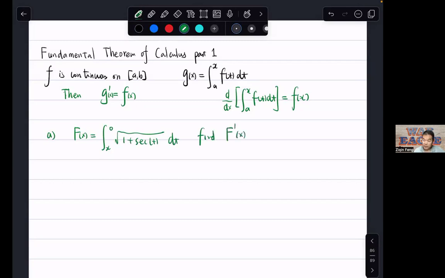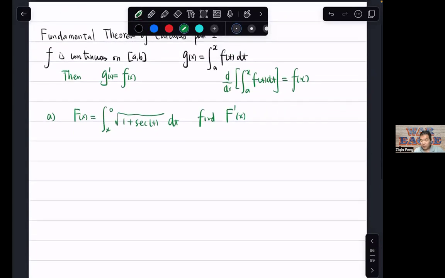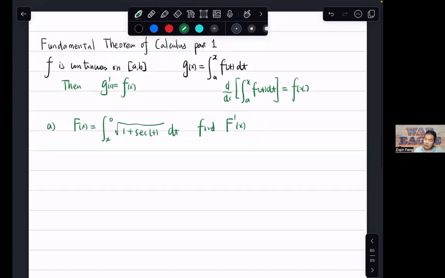Now, how do we do that? We want to apply the fundamental theorem of calculus. But here in our result, x is on top, but here x is in the bottom, we can switch it, right? f of x equals negative. If you switch the upper bound and lower bound, you put a negative in front of the integral, right?